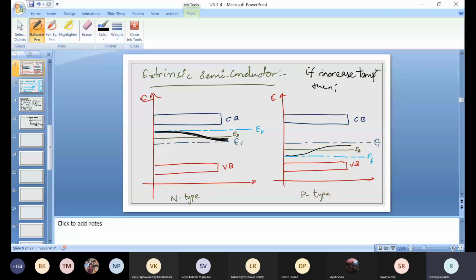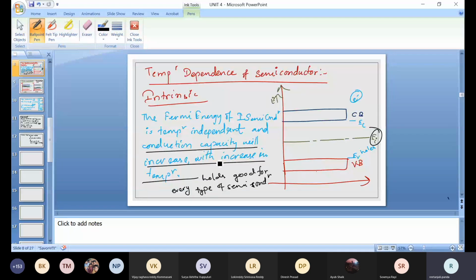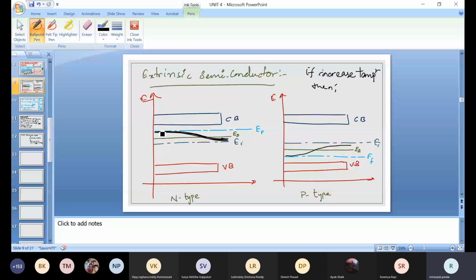As I told you, this statement holds good for everyone. The conducting capacity of the material is going to increase if you increase the temperature, but along with that there is a change in the Fermi energy we observe. That is what you observed here in the black line. In case of n-type semiconductor, if you increase the temperature, the Fermi energy is going to decline towards the EI value, and in p-type semiconductor, if the temperature is increased, the Fermi energy is going to increase towards the EI value. But in both cases, it is not going to cross the intrinsic Fermi energy level in any way. Okay, is that clear?